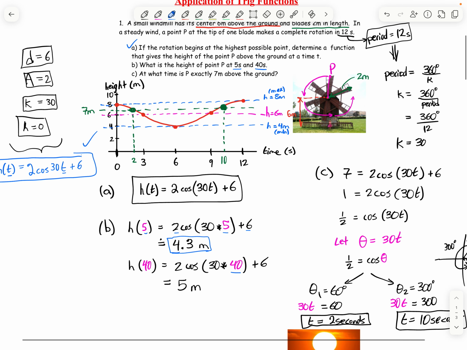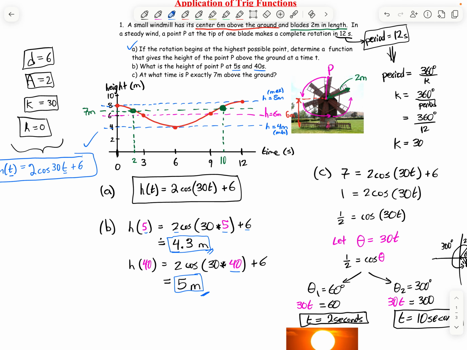So 30 times 40, and then cosine of that number, so cosine of 1,200 times 2 and then plus 6. This is going to give us an exact value of 5 meters. Okay, so that's how we figured that out. So the height after 40 seconds is 5 meters, and the height after 5 seconds is 4.3 meters.